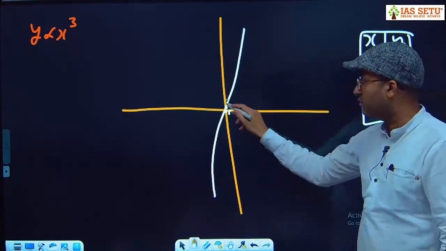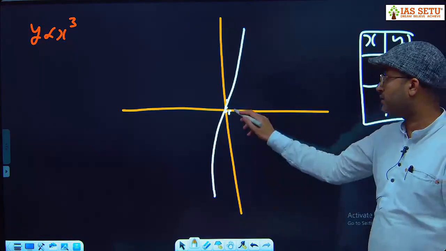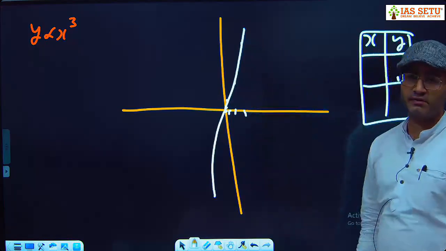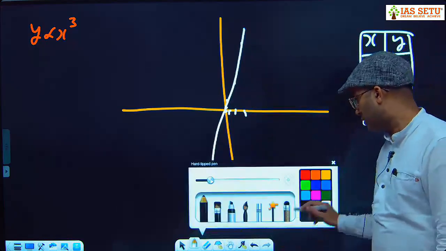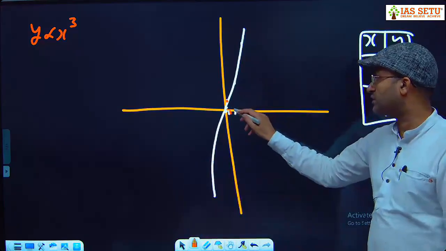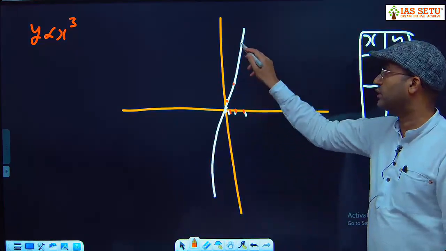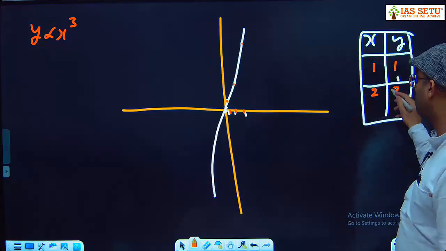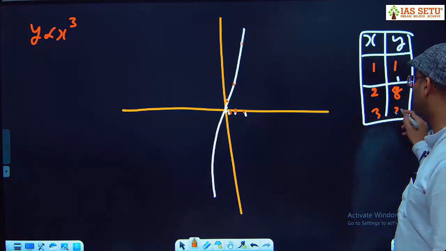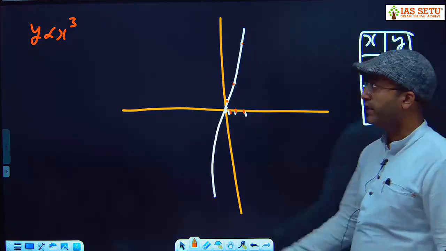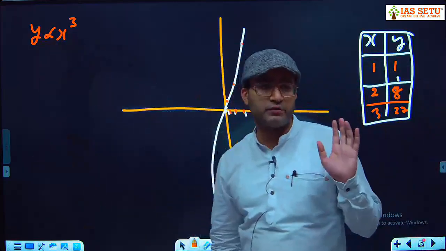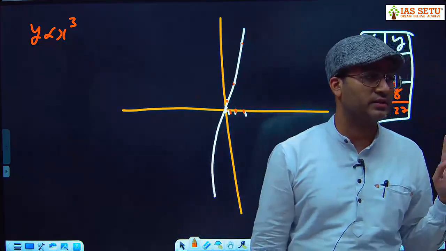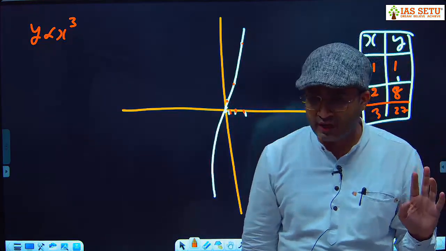x is 1, y is 1, x is 2, y is 8, x is 3, y is 27. With the change in x, there is a cube value change in y. y भागेगा 1, 1, 2, 8, 3, 27. But if x positive, y positive, tell me here if x negative, what about y? What is cube of negative?